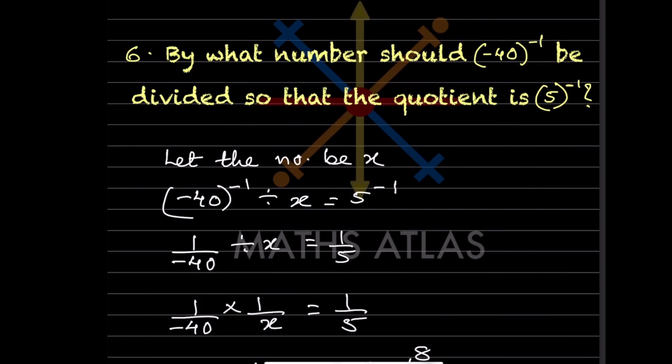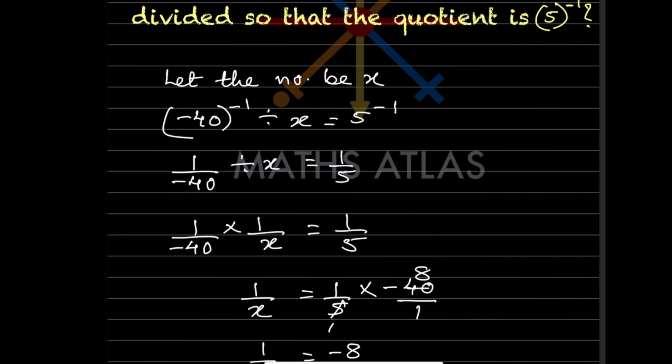By what number should minus 40 raised to minus 1 be divided so that the quotient is 5 raised to minus 1? So now we don't know the number, so let the number be x. So minus 40 raised to minus 1, by what should it be divided? Divided by x is this one, means this will be here 5 raised to minus 1. So this we have to make positive, so it will just be 1 by minus 40 divided by this one. So remove the negative exponent, that will be 1 by 5.